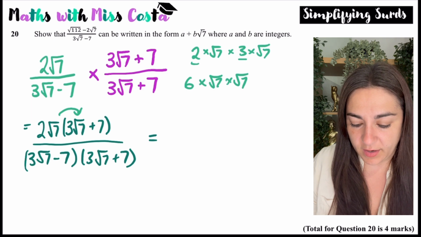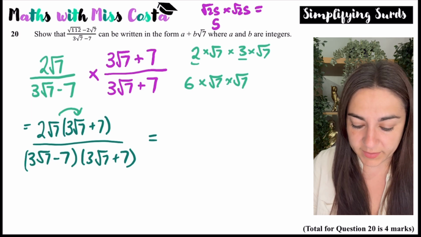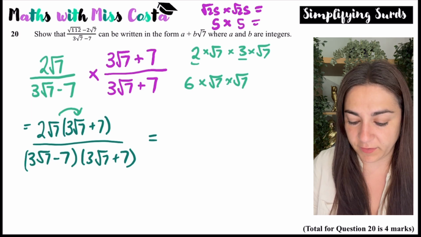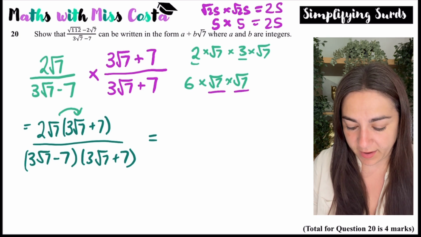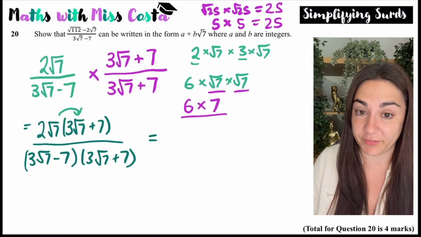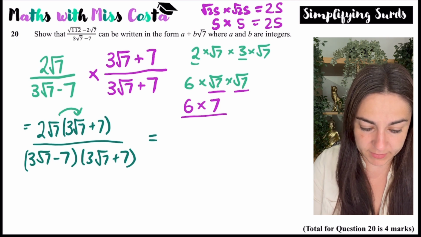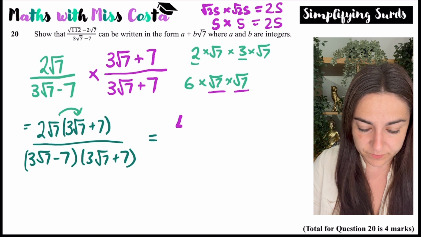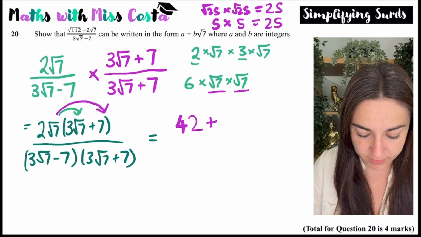So for instance, the easiest one to think about is root 25 times root 25. What does that become? Well, the square root of 25 is 5. Square root of 25 is 5. So that becomes 25. Hence, square root of 25 times square root of 25 is 25. So therefore, using the same logic, square root of 7 times square root of 7 is going to become 7. So the first part of my expanded bracket becomes 42. So that would become 42 plus, and then you've got 2 root 7.